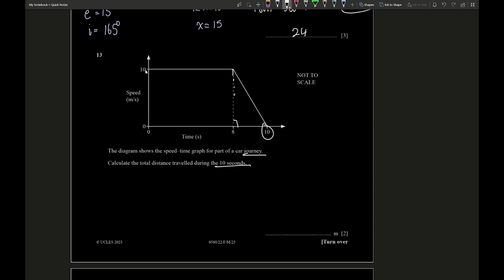So we have a rectangle with side lengths 8 and 10, so its area is 8 times 10, which is 80. Then the area of the right angle triangle: the base will be 10 minus 8, which is 2, and the height is 10. Half base times height gives half times 2 times 10, which is 10. The total area will be 80 plus 10, which is just 90 meters.